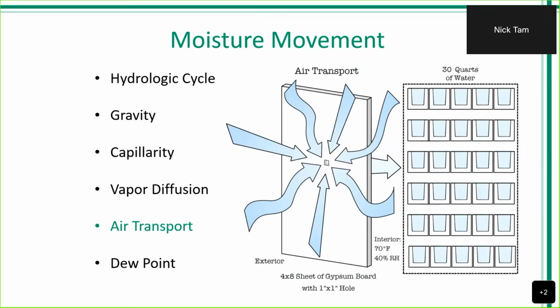And then we have air transportation, which is the same piece of sheathing board, but with a 1-inch hole. And we have air now having easier access from the exterior conditions, being able to move directly through that piece of building material.